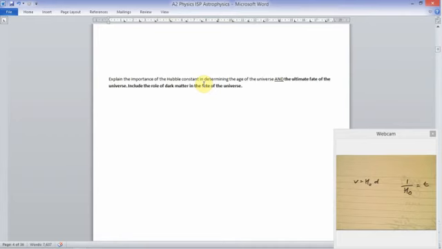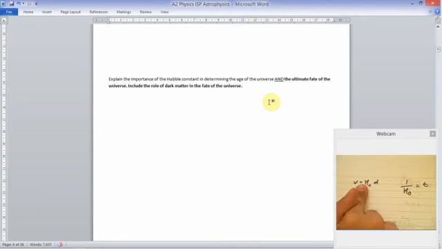It also says about the ultimate fate of the universe, include the role of dark matter in the fate of the universe. So remember, dark matter is matter that we cannot currently detect, well, we're now getting to grips with how we can actually detect it. One of the important things about it is it does affect the density of the universe, and the density affects the gravitational pull. So this is why Hubble's constant is so important, because if Hubble's constant is large, then the velocity is also large. If Hubble's constant is small, then the velocity is small as well. So this could affect essentially the speed at which things are going.